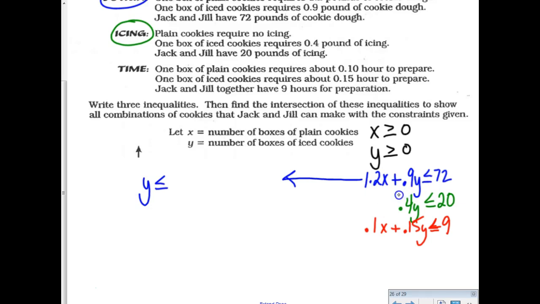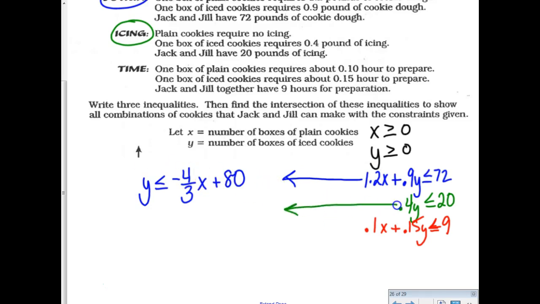Can I get some calculator help on that? What is negative 1.2 divided by 0.9? Math enter, because it is a fraction. Negative 4/3. Okay. So negative 4/3 x plus, and what happened when you took 72 and divided it by 0.9? 80, thank you. So that's the new blue equation. That's one I can graph.